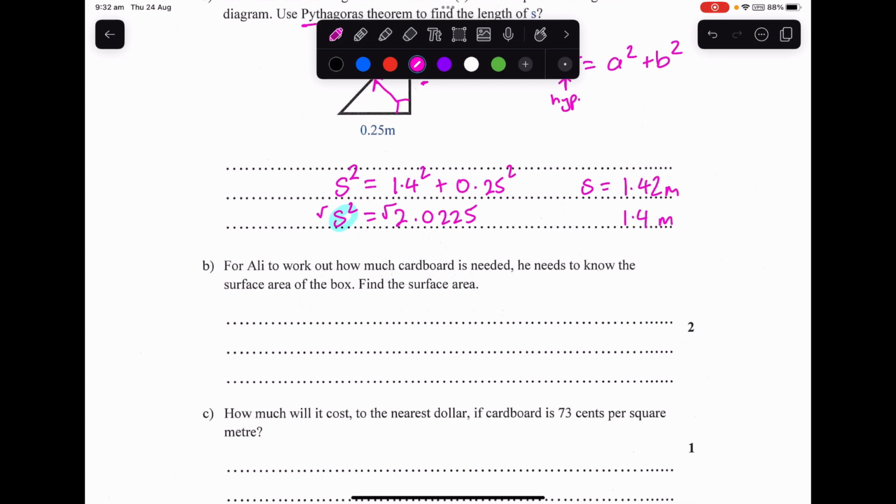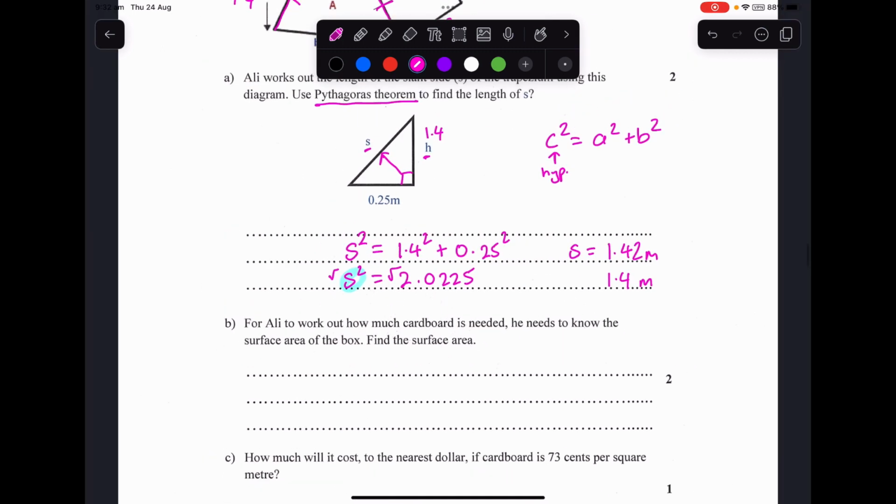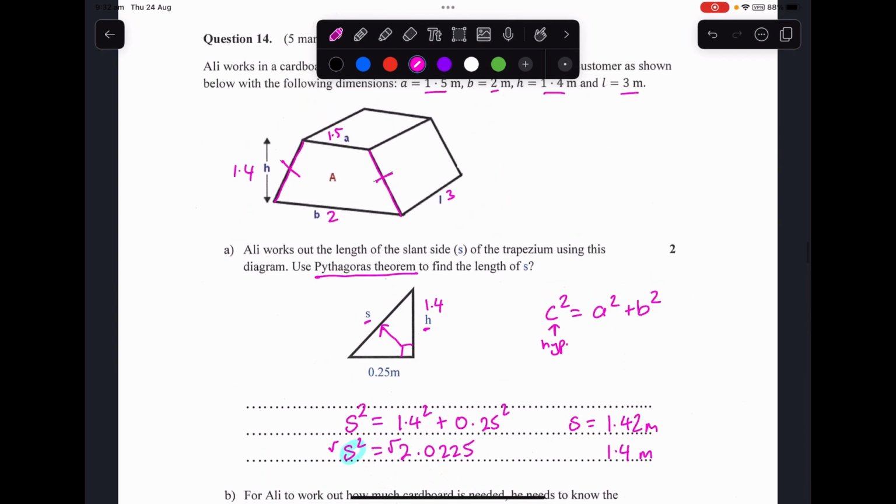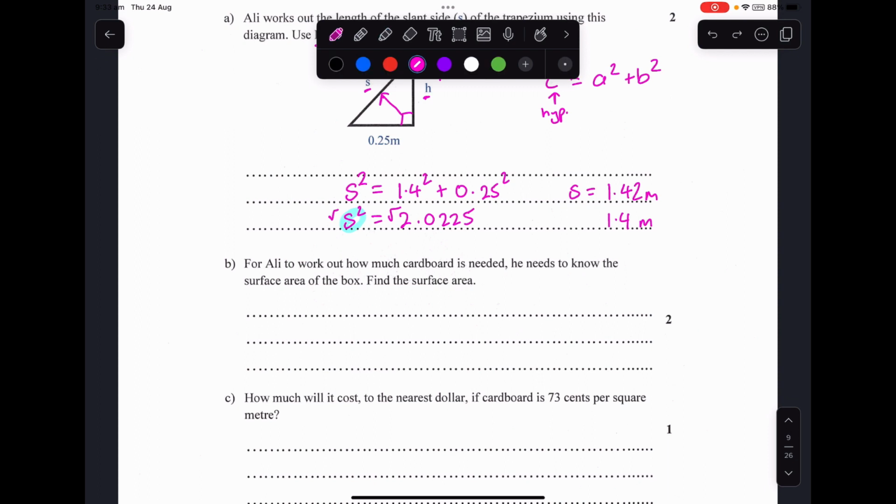For Ali to work out how much cardboard is needed, he needs to know the surface area of the box. Find the surface area. There's not a lot of room here to do that, but we're going to work through. So if we're going to work out the surface area, we need to find out this side here, which is a trapezium, and times it by 2 because we have a front and a back trapezium. Then we have a rectangle here, a rectangle here, a rectangle on the other side there, and then we also have the base rectangle as well. So we've got 2 trapeziums and 4 rectangles. So let's go ahead and work those out.